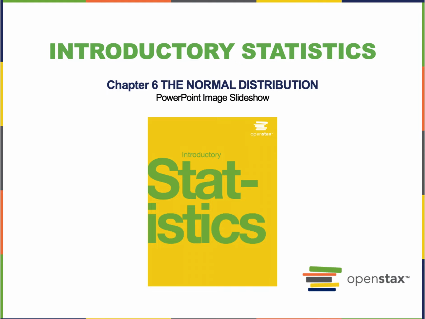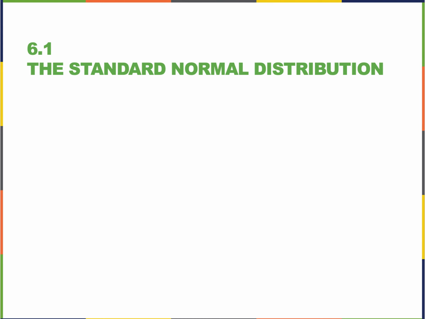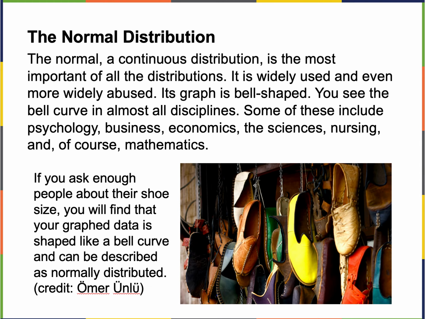We're going to take a look at introductory statistics and the normal distribution. When we talk about the normal distribution, this is a continuous distribution of information, and it's the most important one because it's what we use widely, and yet it's also widely abused. The way this looks is what we call a bell shape. It's a nice hill that has a nice even slope.